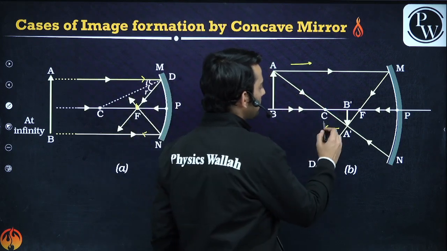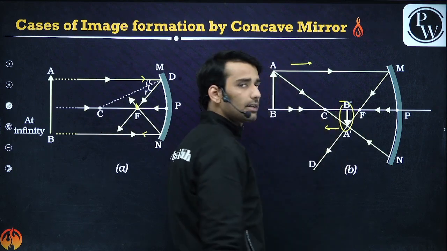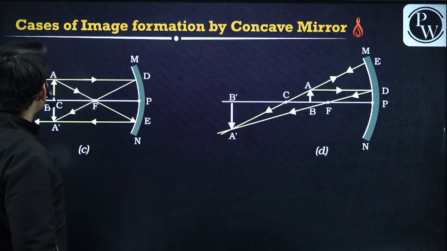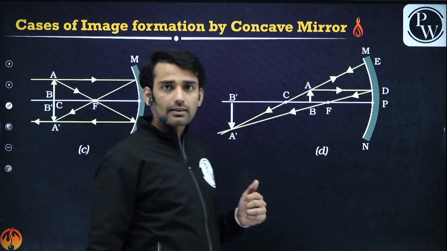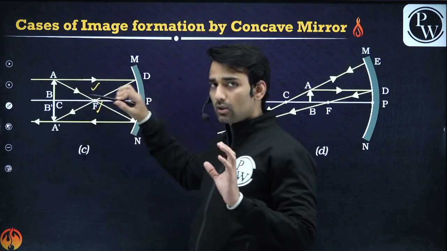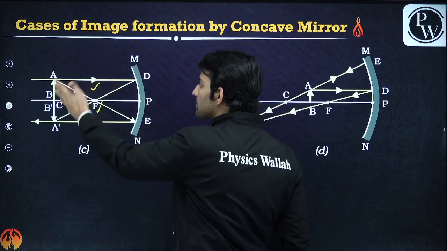So it is formed between C and F, real, inverted, since the image can be taken on a screen, and it is diminished. Next, now bring the object at the center of curvature. At the center of curvature, a same size image is formed, real, inverted, and it can be taken on a screen. The image is upside down.